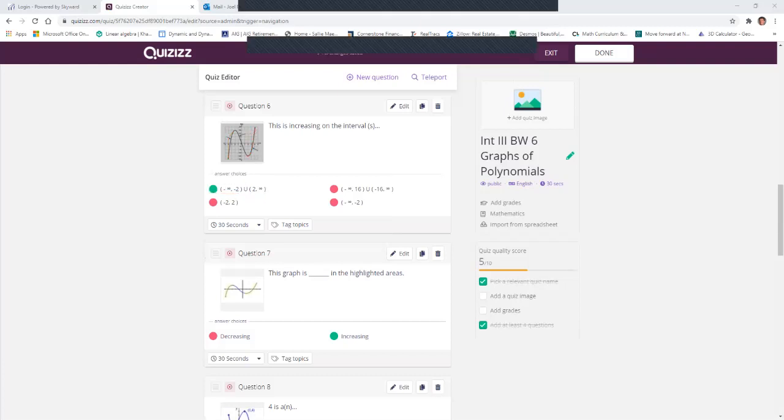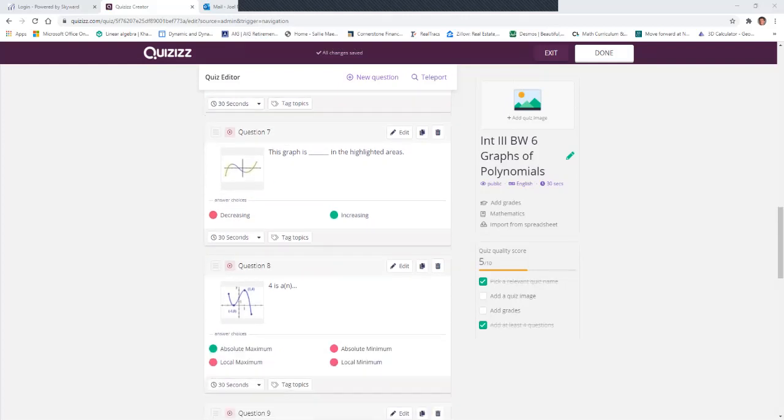And number 7, this graph is doing what in the highlighted areas? Well, if you look at the highlighted areas, remember we always read graphs from left to right. As you're coming in on the left side, you can see that it's increasing. And then if you look at the blue that's not highlighted, it's decreasing for a while. And then when it hits that second highlighted area, the graph begins to increase again. So in the highlighted areas, the graph is indeed increasing.